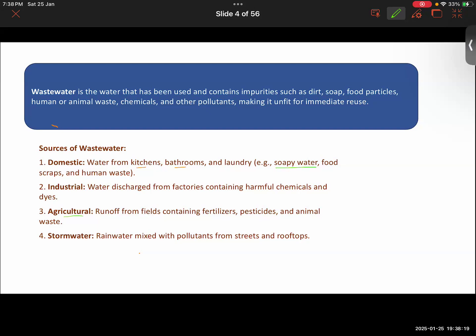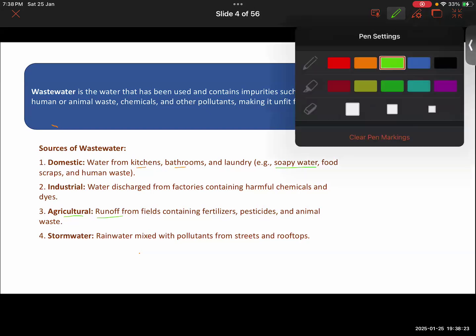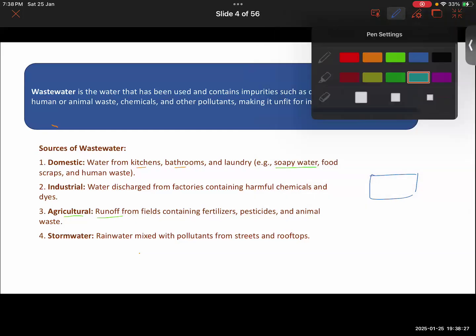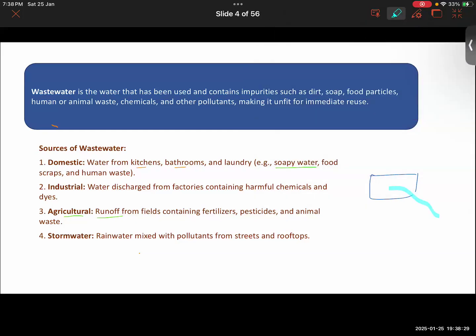Then from agriculture also, the runoff water coming from the field. If there's an agricultural field and the water is flowing from this field to a river, that water will be bringing the fertilizers and chemicals from that field to the water body, and hence it will lead to pollution of the water body. So it could be chemicals like fertilizers, pesticides, or also animal waste.